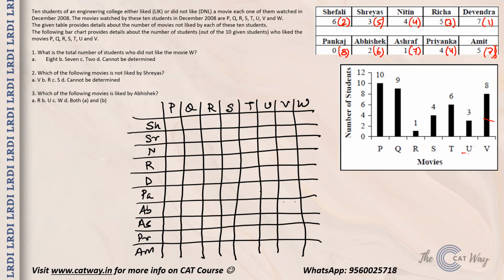And the other data that has been given is about the movies. Let's say about movie P, there are 10 people who liked movie P, that is, all of the students liked movie P. 9 people liked movie Q. 1 person liked movie R, and so on has been given to you.